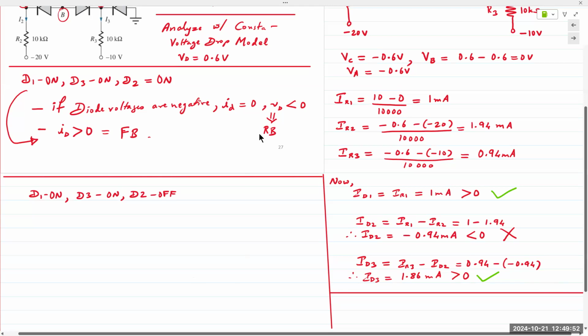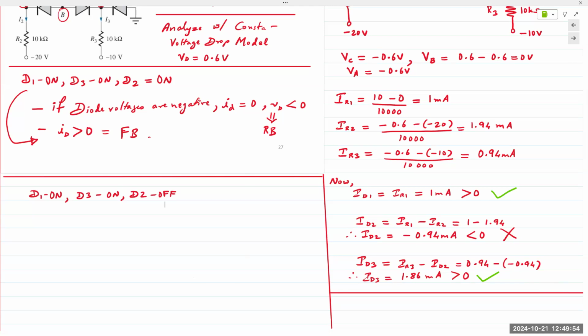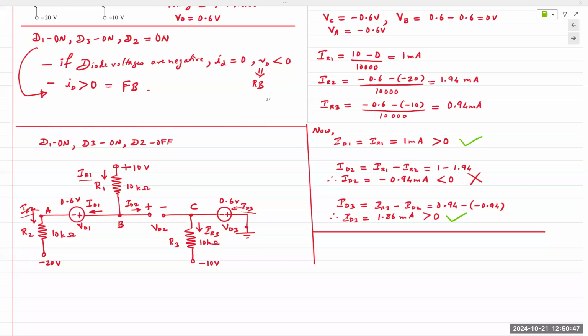Let's go ahead and copy and paste it. Now I have D1 and D3 both on, so they are still the same. D2 is, however, off, and so I've replaced that with an open circuit. Note that the voltage polarities and the current direction do not change. VD2 has the same polarity because the anode is on the left, so plus is on the left, and current always flows from anode to cathode, so it's going from left to right.